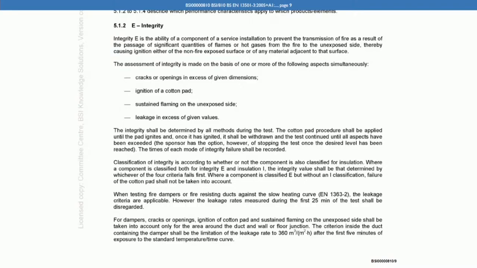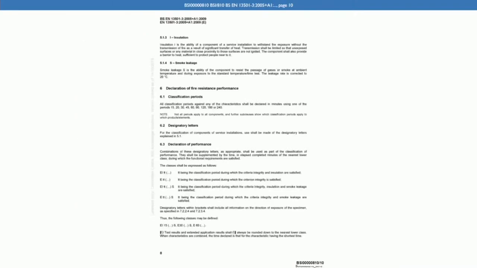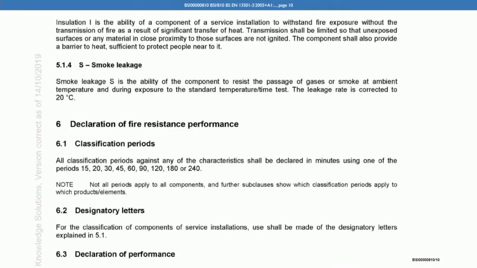And if we turn on to page 10 of this standard, we see information about the S, the smoke leakage characteristic for fire and smoke dampers. And it says there under 5.1.4, S, smoke leakage. Smoke leakage, S, is the ability of the component to resist the passage of gases or smoke at ambient temperature and during exposure to the standard temperature time test. The leakage rate is corrected to 20 degrees C. Do you see that? I do, yeah. So can we agree that the smoke leakage measure, the S measure, is about limiting, although not completely preventing, the passage of smoke through the damper?